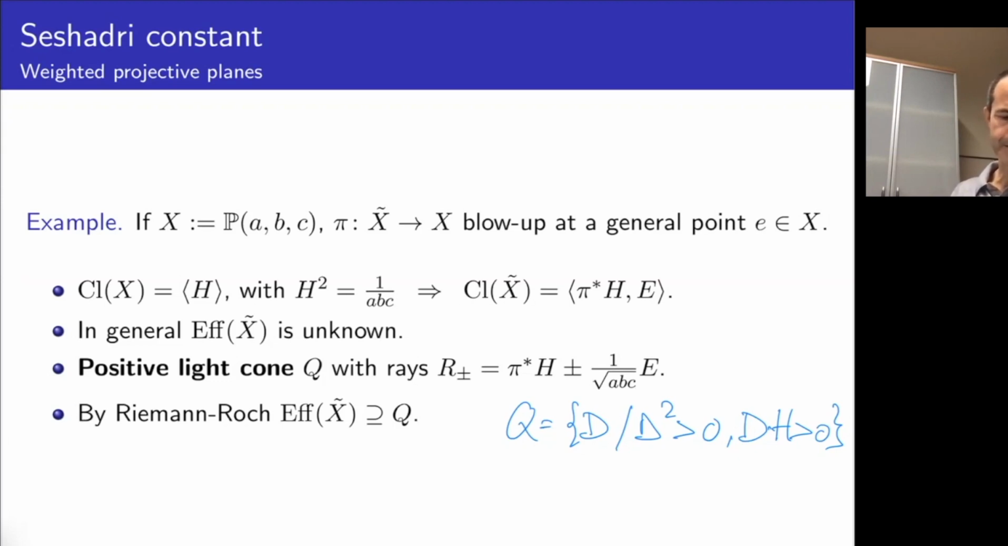We have 2 extreme rays. I denote these rays by R plus and R minus, which are the 2 classes of 0 self-intersection: the pullback of H plus or minus 1 divided by the square root of ABC times the exceptional divisor.